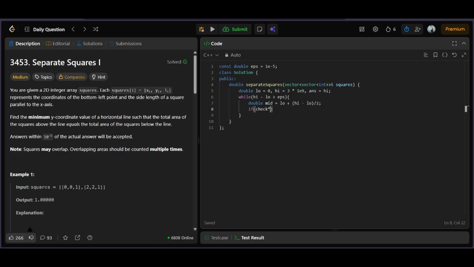If our particular check function is true, then we got the answer. We'll store it and try to have a better lower value, because you can see we need to find the minimum y coordinate. So if we got an answer for this mid, we need to reduce our high to mid to check for the lower half. Okay, in the other case we will move the search space above. Okay, so let's have the check function.